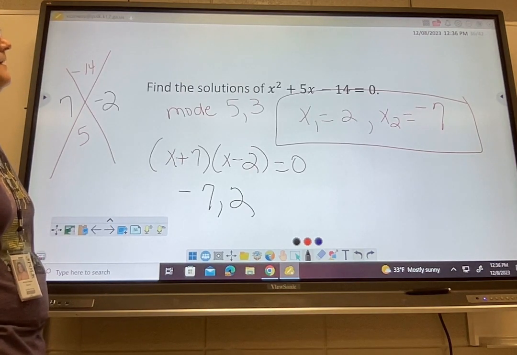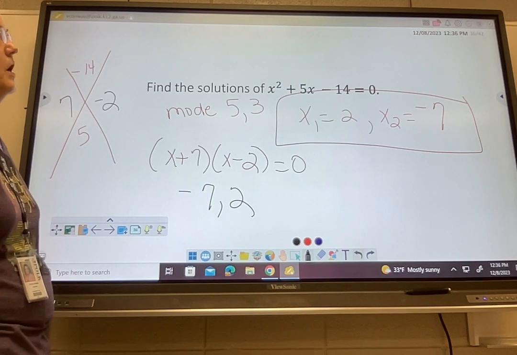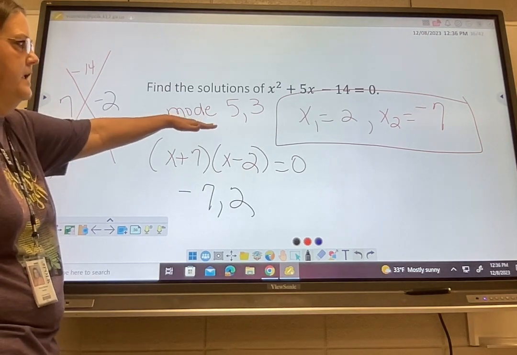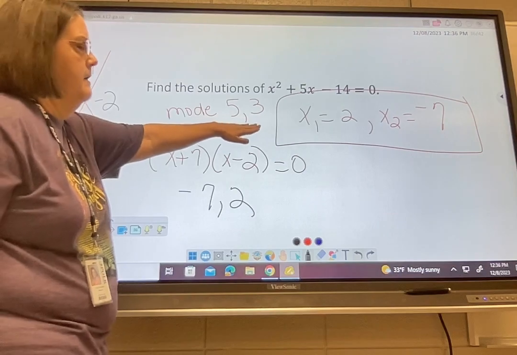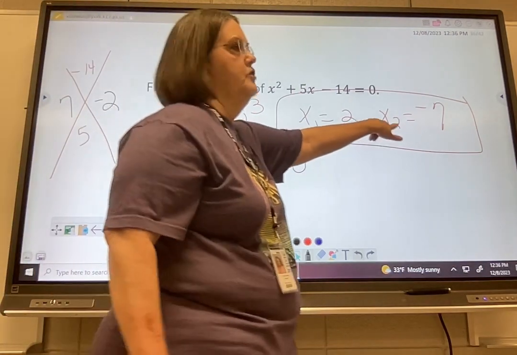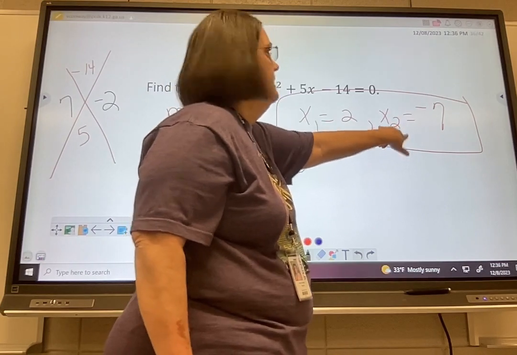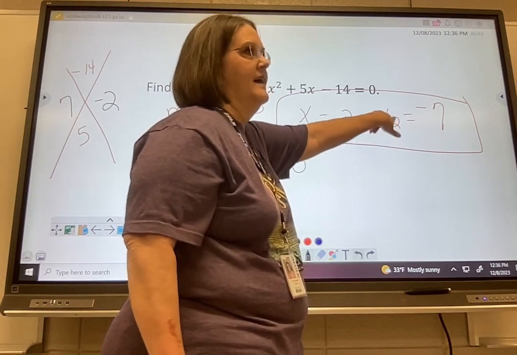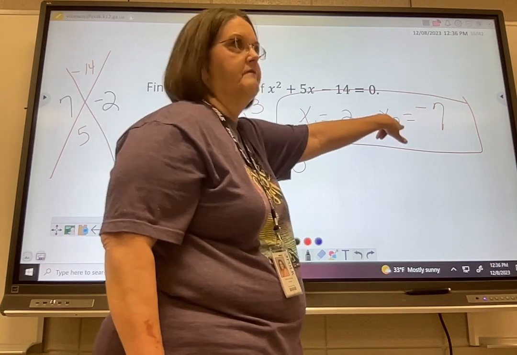All right, this says find the solutions of. Y'all, I put mode 5.3 in. This is mode 5.3. Mode 5.3 will spit out an x1 and an x2. Don't change the signs. Mode 5.3 actually does give you these solutions, not the factors.